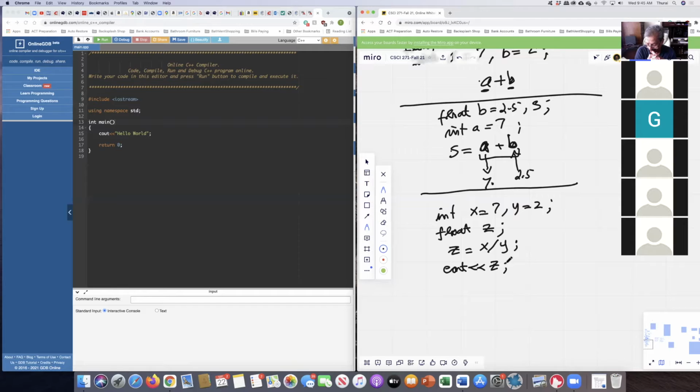A float type variable. I'm sorry? X and Y have 7 and 2. Say again? Z will be floating point, right? Z is floating point type. Yes. The correct answer of the division would be 3.5, right? Are we going to get that? Are we going to get 3.5 printed here?